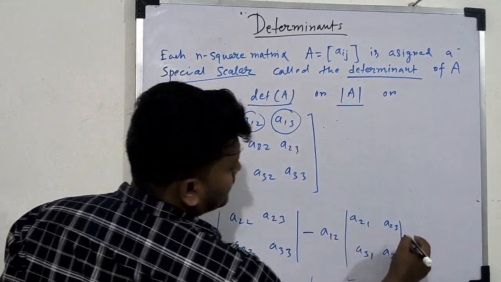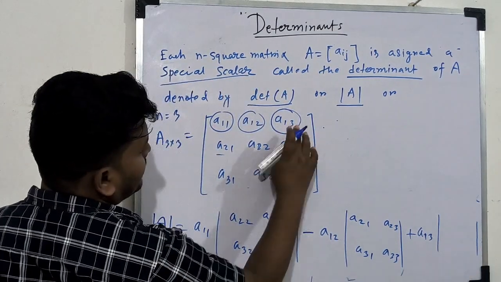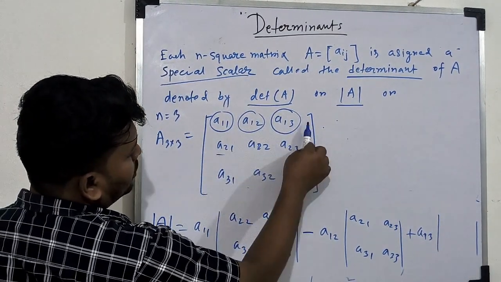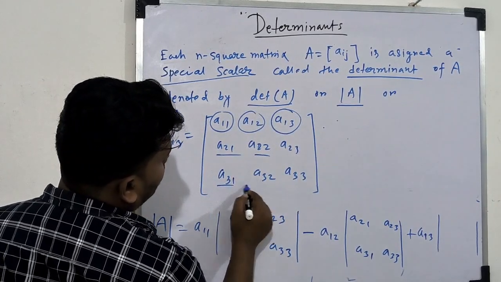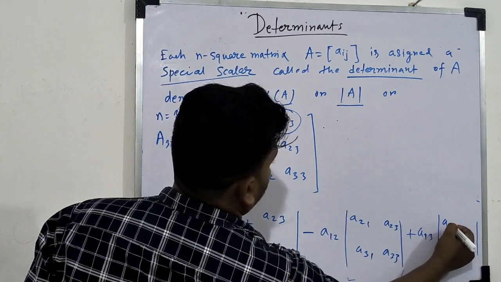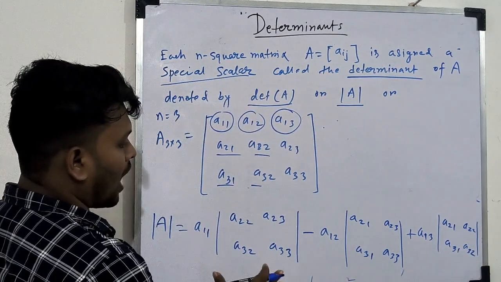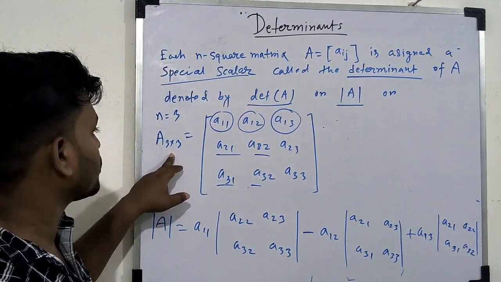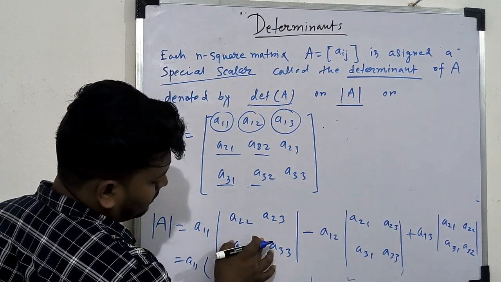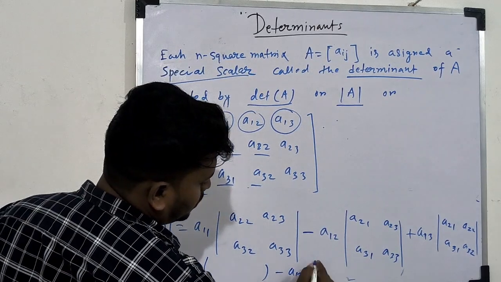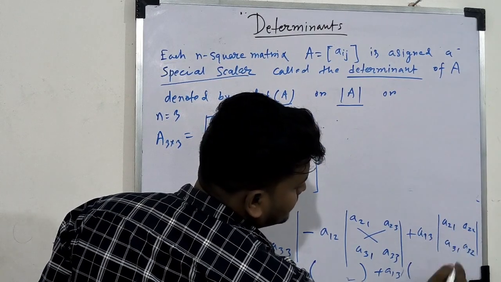Now take again a plus sign, A13, and write the small matrix. This is the element at the first row, third column. So removing the third column and first row, you will get these four elements and make this small determinant with them, that is A21, A22, A31, A32. So this is how the determinant for a 3 cross 3 matrix is defined. So now you can find A11 multiplied by this, minus A12 multiplied by this, plus A13 multiplied by this.